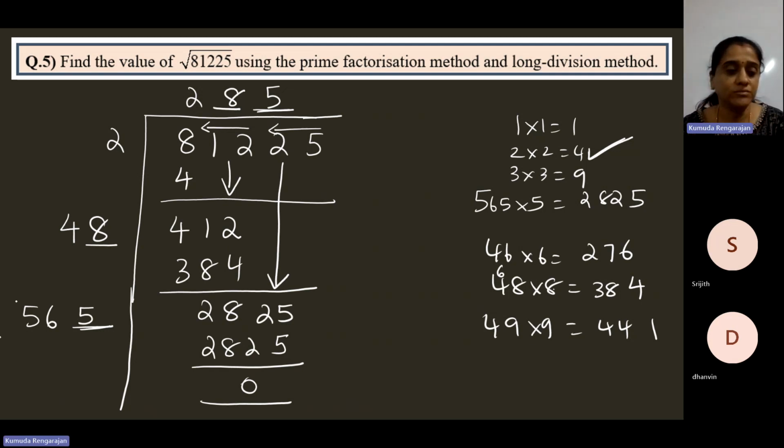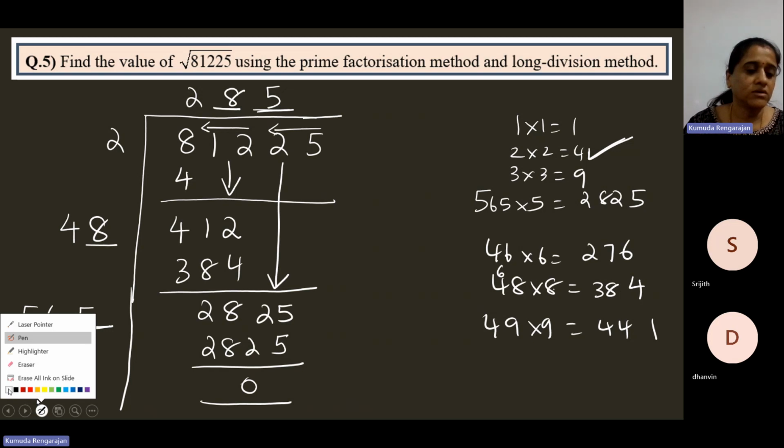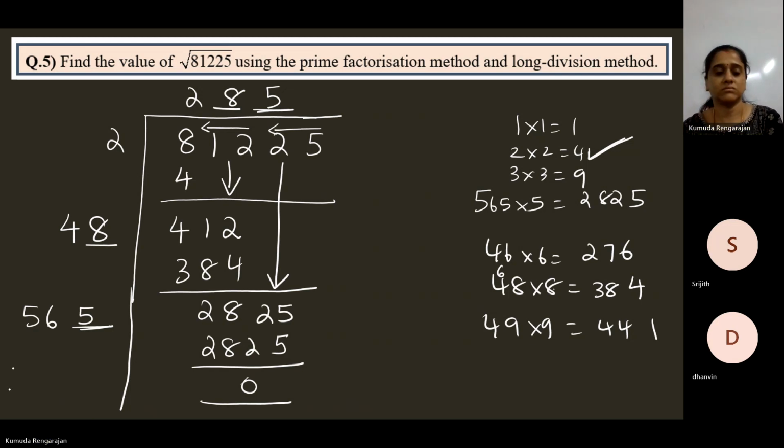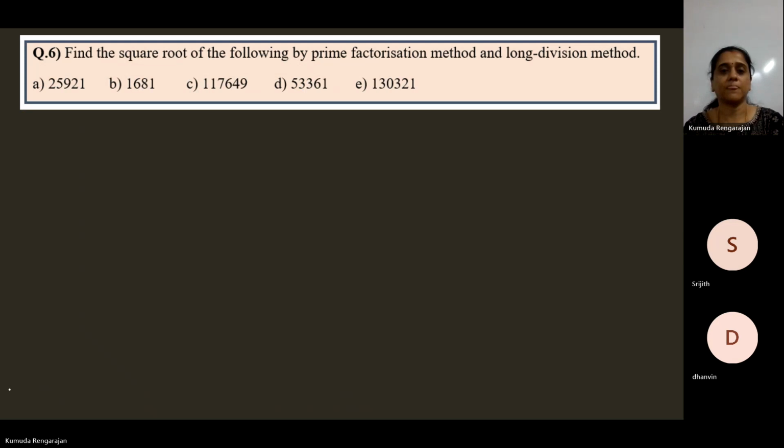So please practice this method, all of you. I will be giving you some numbers which you can try as homework. Don't do it by the prime factorization method. Do only the long division method. Prime factorization method, you can try as homework. Now, class work. Find the square root of the following by prime factorization method. Don't do it now. You can finish it as homework. Just do the long division method now for the first number. For all the numbers, take the first number first.